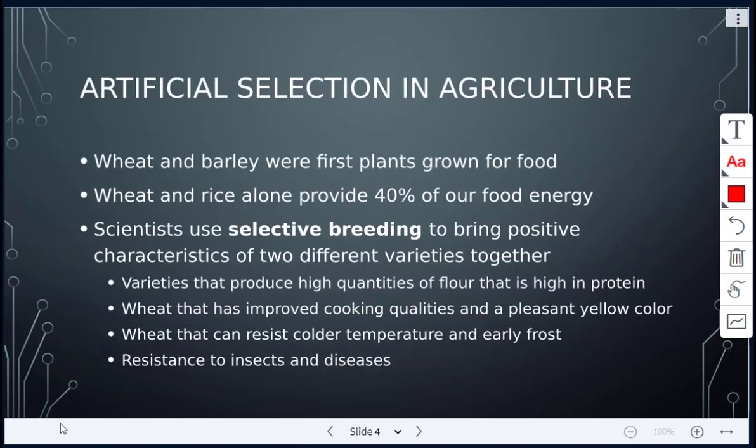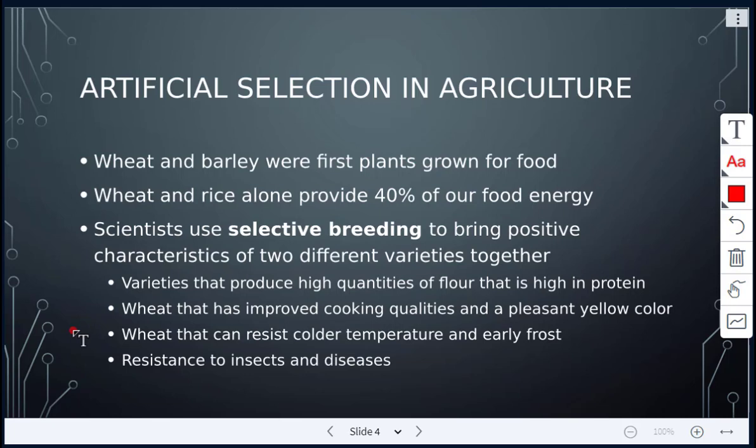Next, we will look at artificial selection in agriculture. So wheat and barley, those were one of the first plants that were grown for food. Wheat and rice alone provide 40% of our food energy. So scientists use selective breeding or artificial selection to bring positive characteristics of two different varieties together. So for example, varieties that may produce higher quantities of flour that's also higher in protein. Wheat to have an improved quality when cooking and a pleasant yellow color.